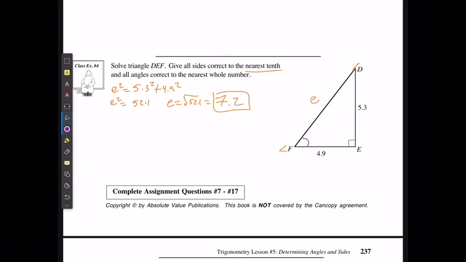For angle F, I know my opposite and I know my adjacent. So if tan of F is equal to 5.3 over 4.9, then angle F is going to equal tan to the negative 1 of 5.3 over 4.9. Or in this case, angle F is going to be 47 degrees.